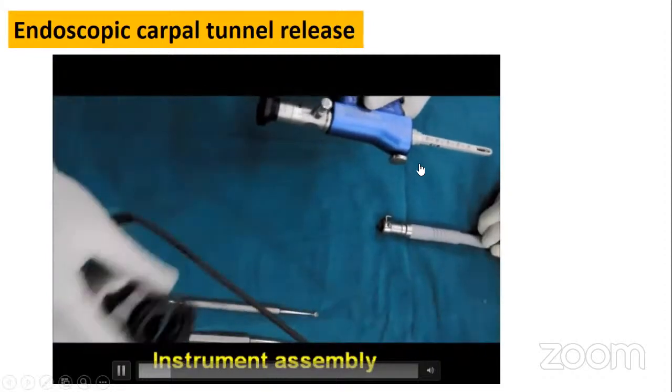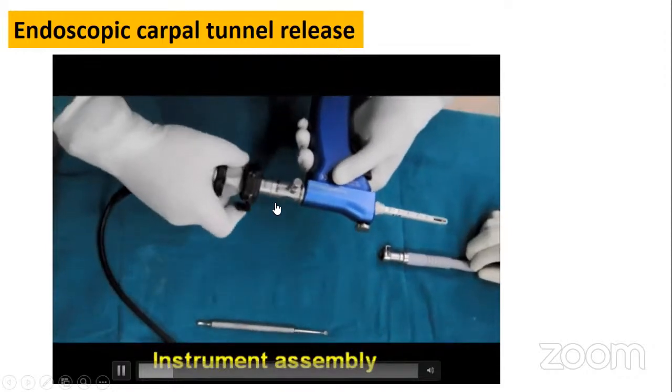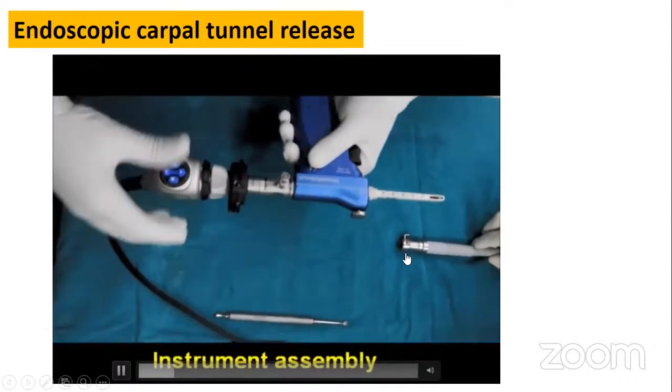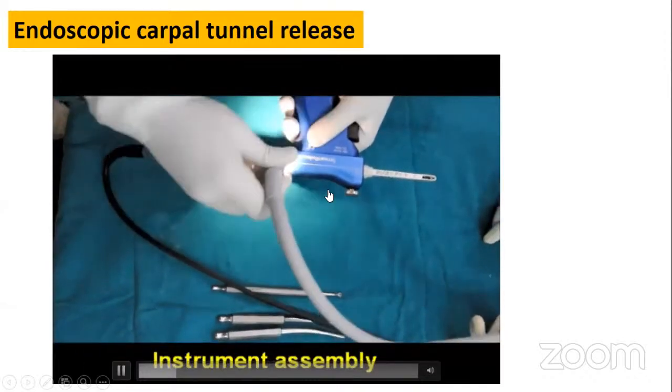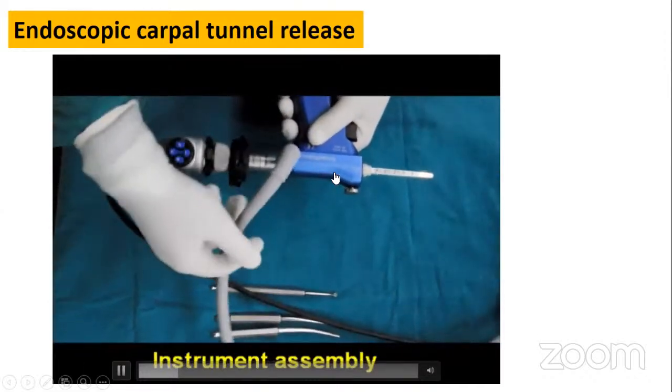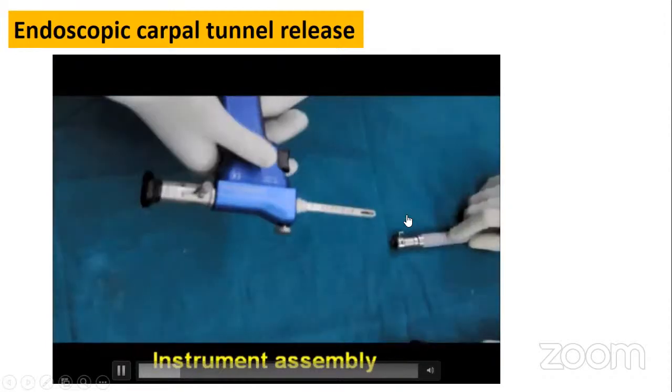I use a single portal technique, and that's the camera attached to the scope here. And then you have the light source coming in, right? You can turn this both sides. You can use both sides, right side or left side, just by turning the handle. I'll just show you that. So this is how the light is seen.